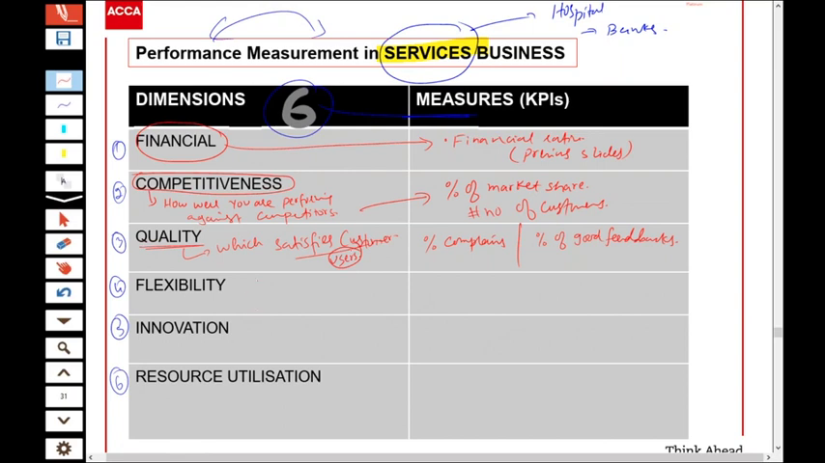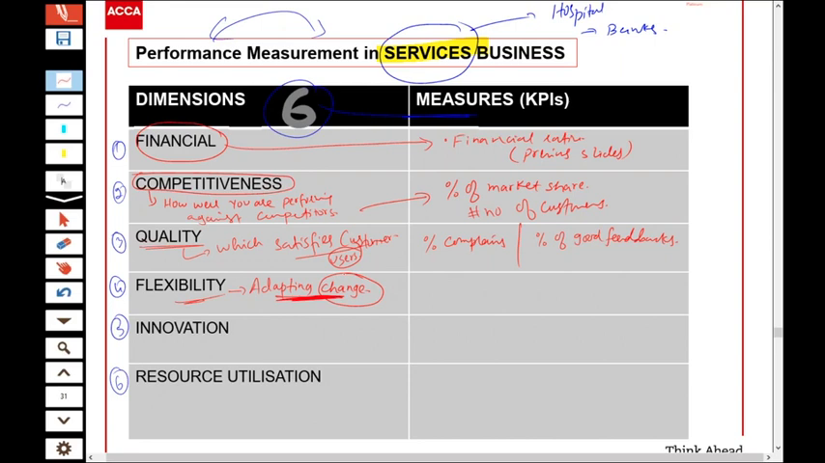Flexibility. What do you mean by the term flexibility? Flexibility means adapting the change. You have to modify. See, there is a difference between flexibility and innovation. Flexibility is something coping up with the change. I can give you a very common and simple example. Due to this COVID-19 pandemic situation, the exam centers have been suspended for a short time period, somewhere for a long time period. Now, what is the flexibility which ACCA is doing?